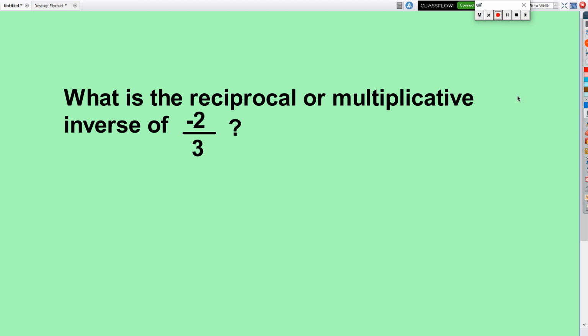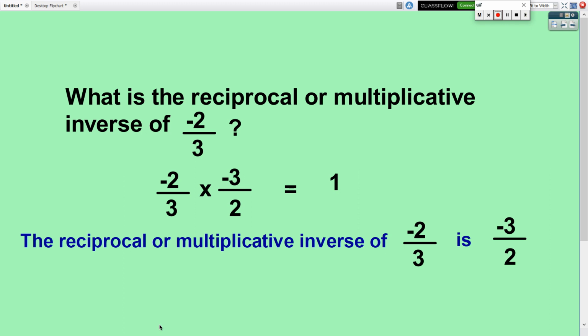Now what is the reciprocal or multiplicative inverse of negative 2 by 3? Negative 2 by 3 into negative 3 by 2. 2 one time, 3 one time. Negative 1 into negative 1, you are getting 1 as the answer. So you can say the reciprocal or multiplicative inverse of negative 2 by 3 is negative 3 by 2.